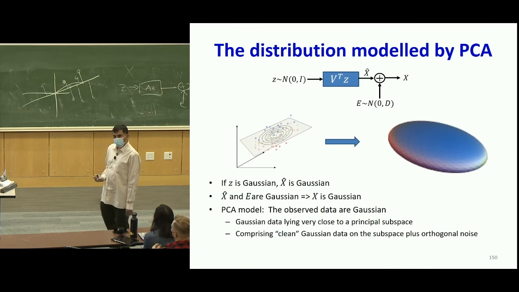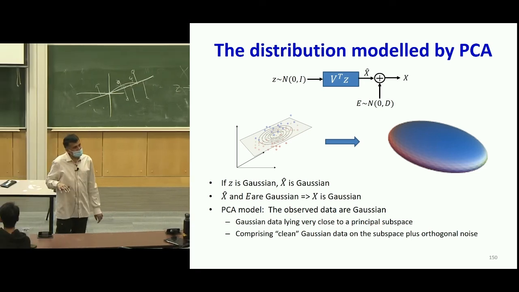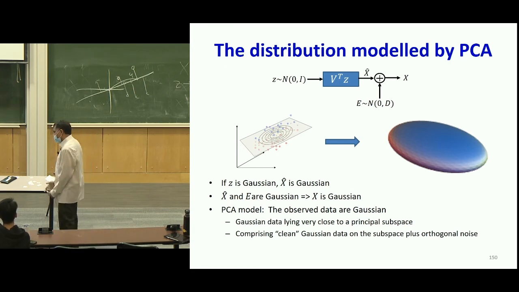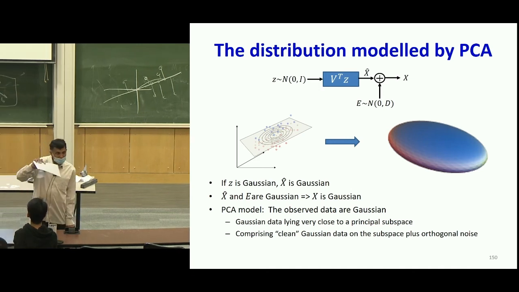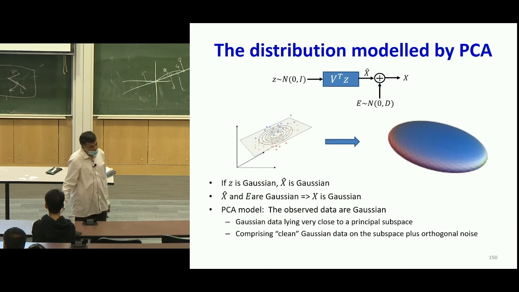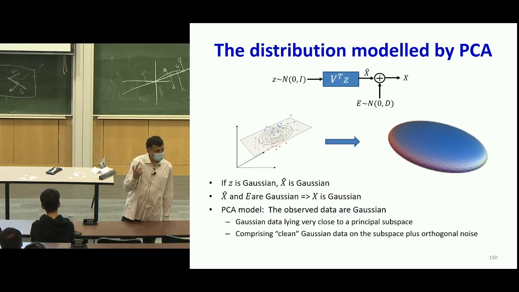And what kind of distribution does PCA actually represent? PCA represents distributions of this kind, where the entire data has a distribution which lies very close to some subspace. So maybe this is the subspace, right? You're saying that the entire data lies very close to some plane in the real world, but it has some fuzz off of it. So what you're observing is information on the plane plus noise orthogonal to the plane.